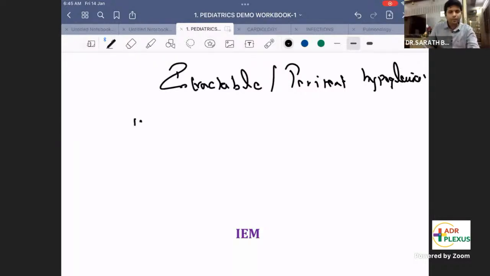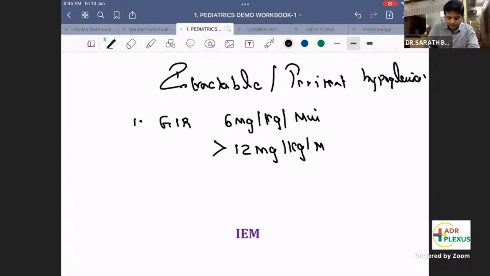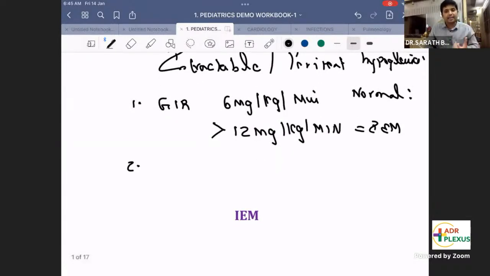Very simple. One, when the glucose infusion rate, as I told you before, the normal glucose infusion rate requirement is 6 milligram per kilogram per minute. If the glucose infusion rate goes beyond 12 milligram per kilogram per minute, you need to suspect an inborn error of metabolism that is producing the hypoglycemia. So that is increased requirement, beyond the requirement of normal individuals. A normal individual will require 6 milligram per kilogram per minute, but a child with some issues with glycolysis, glycogenolysis or gluconeogenesis may require more than 12 milligram per kilogram per minute. Second point. Third, persistence of hypoglycemia beyond 72 hours.